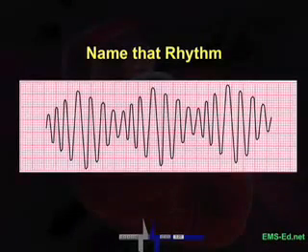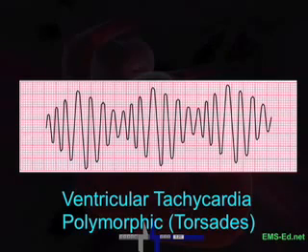This looks like the last strip in two respects. It's fast and it's wide, but they're not all the same shape. VTAC, but polymorphic. Many shapes, not one. Typically occurs in non-sustained bursts, and we see prolonged QT intervals during breaks in the rhythm. This is not to be treated as standard VTAC. Slow administration of magnesium sulfate, 1 to 2 grams, or 150 milligrams of amiodarone may be recommended.